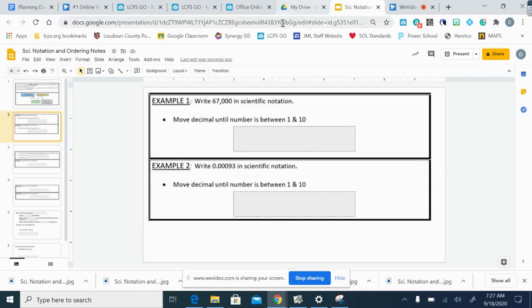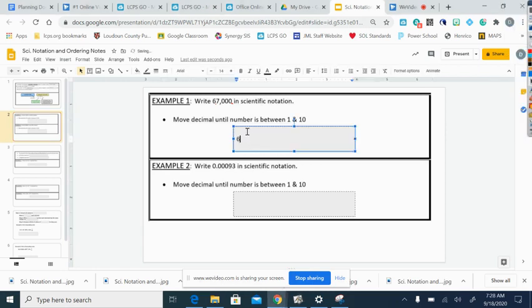Let's look at some examples. So first they gave me the number 67,000. We want to turn this into a number in between 1 and 10. To do that, you need to start back here where the decimal would be and move it until your number is in between 1 and 10. If I move my decimal all the way here, that would be 6.7. So I'm going to say 6.7.